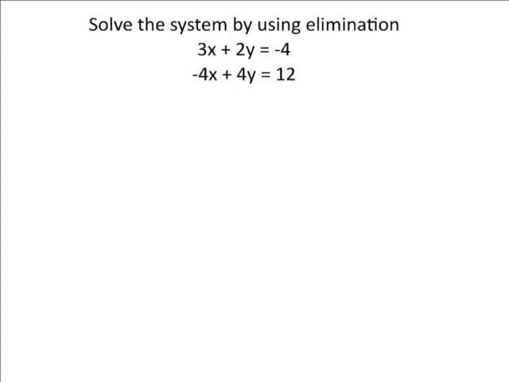Alright, I believe this is the last problem of the homework. In this, you actually have to multiply and then either add or subtract. So, what's your initial reaction? Let's get rid of the y's is what I'm thinking. So I'm going to multiply the top by 2. Now I'm doing that because the number in front of the y's are not the same. So I'm going to multiply everything by 2, and I get 6x plus 4y equals negative 8. I rewrite the bottom just as is.